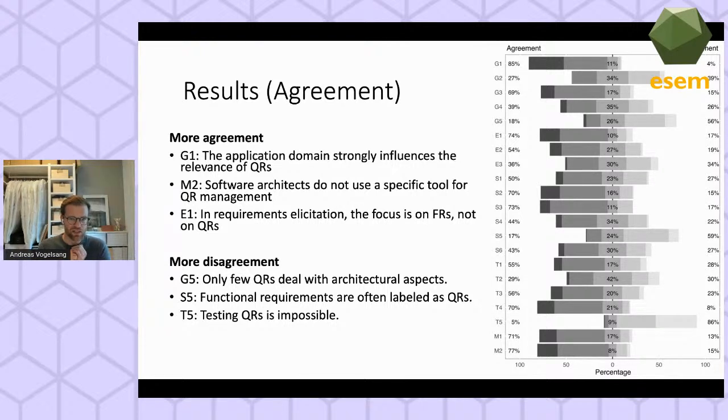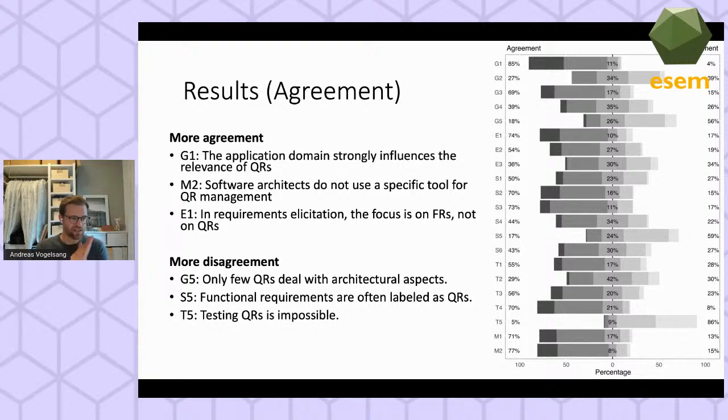Okay, so let's have a look at the general agreement or disagreement with our statements. On the right-hand side, you can see for all of the 21 claims, so these are the rows, what is the general level of agreement or disagreement. The different bars here indicate the different levels of the Likert scale. On the left side, that's more agreement. On the right side, there's more disagreement. And you can see there were clearly a good number of statements where practitioners also agreed with the perception. For example, strong agreement with the statement that the application domain strongly influences the relevance of quality requirements, that software architects do not use a specific tool for QR management, and also that in requirements elicitation, the focus is on functional requirements and not on quality requirements.